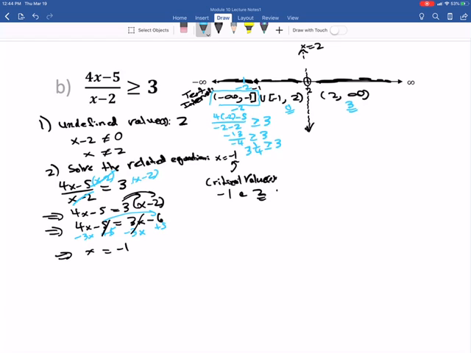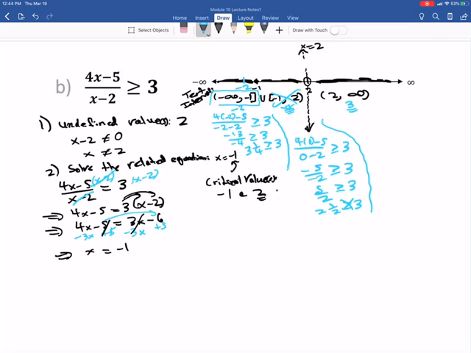Now, how about negative 1 to 2? We need to test it. So let's plug in 0, our test value. Any number greater than or equal to negative 1 and less than 2 would work. So 4 times 0 minus 5, divided by 0 minus 2. Is that greater than or equal to 3? Well, we simplify and get negative 5 over negative 2. That's 5 halves, which is 2.5. That's less than 3. That didn't work, so none of those work. We've got to exclude that interval from the solution set.